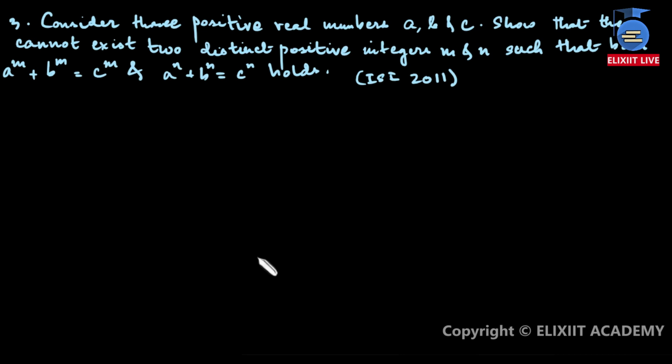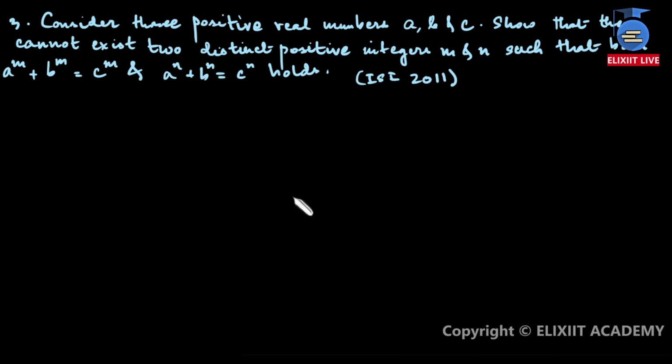Chalo, next question. I hope the previous one is clear. Next question from ISI Entrance 2011. Consider three positive real numbers a, b, and c. Show that there cannot exist two distinct positive integers m and n such that both of these equations hold simultaneously. They cannot hold simultaneously for two distinct positive integers m and n. That is what we need to show over here.